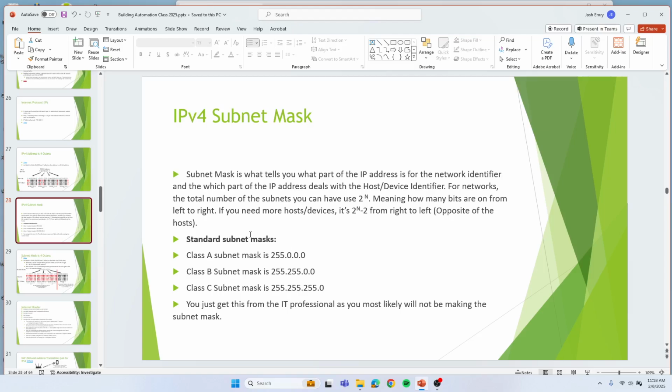So if you look down here, these are standard subnet masks. A class A would look like 255.0.0.0. Class B would look like 255.255.0.0. And a class C is 255.255.255.0. Now, if you're doing building automation, you're going to be working with IT most likely, and they're going to supply you with your IP address and your subnet mask. You're probably not dreaming this up.